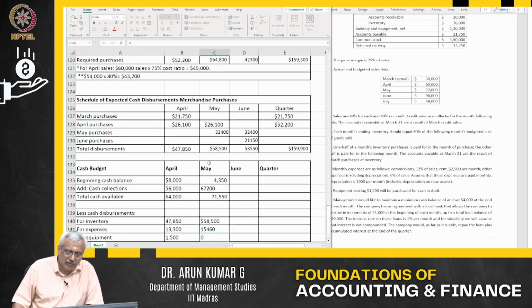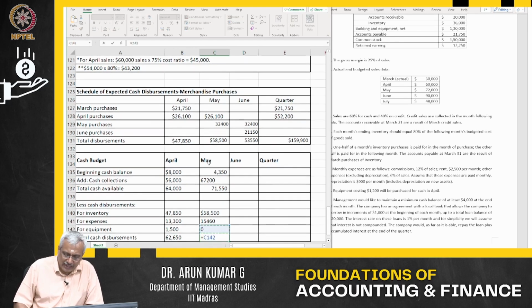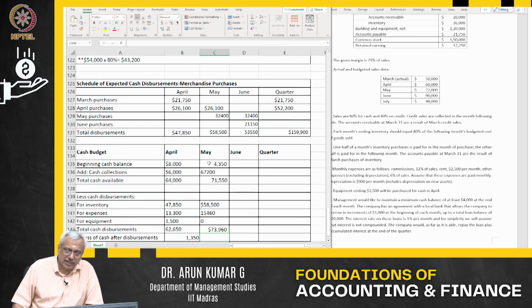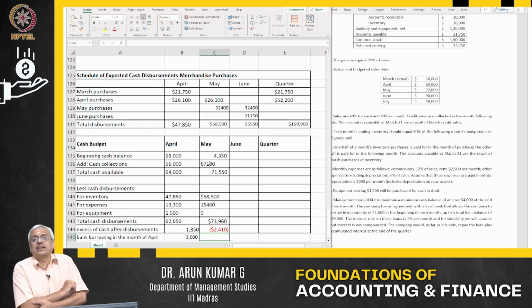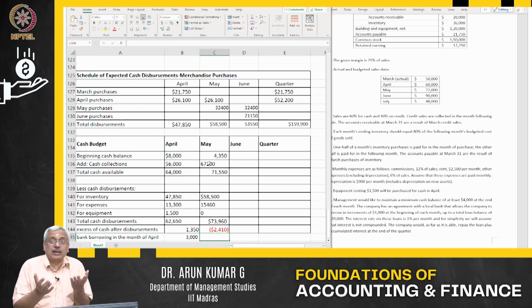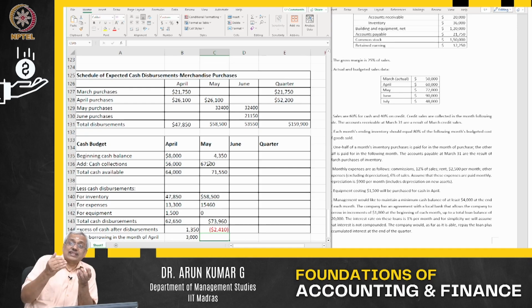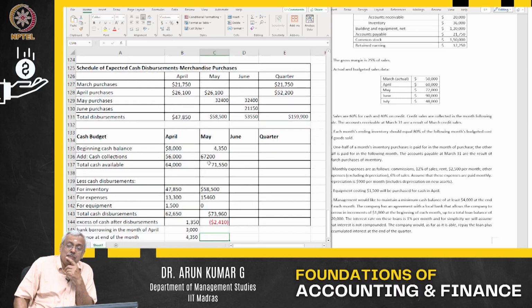Equipment, you are not buying any equipment here. What is the total cash disbursement you have in the month of May? This is the total cash disbursement I have in the month of May. What is the cash balance you are going to have? The cash balance you are going to have is basically going to be negative 2,410. That means, can I have a negative cash balance? No, you will not have a negative cash balance. That is where they say I borrow right in the beginning of the month itself. How much would you have borrowed in the beginning of the month? I need to maintain a balance of 4,000 minimum.